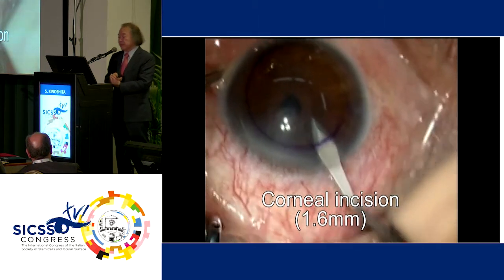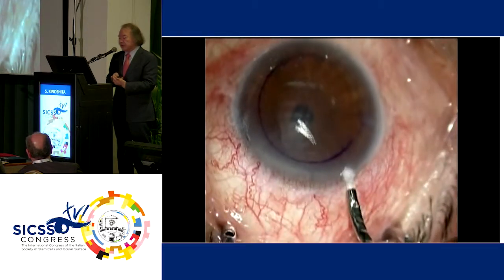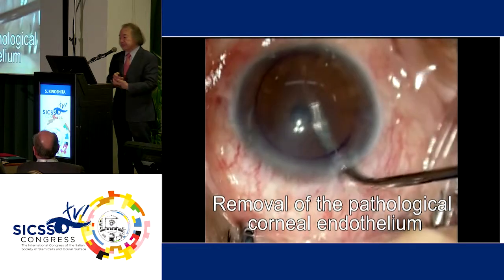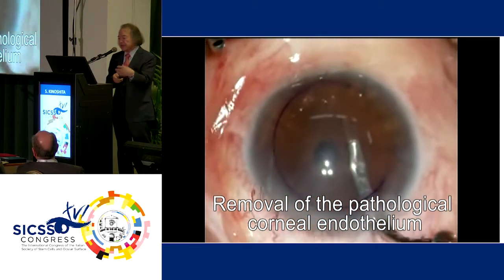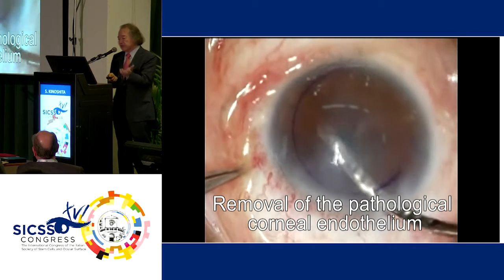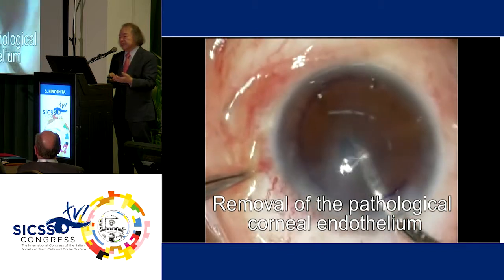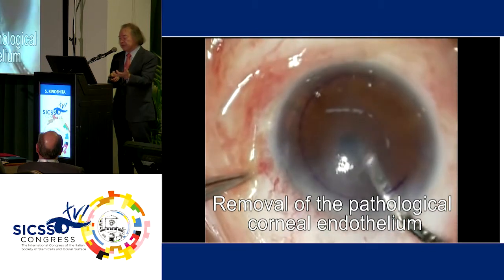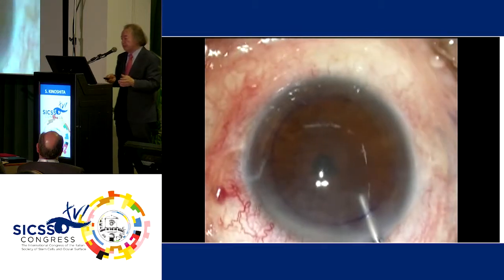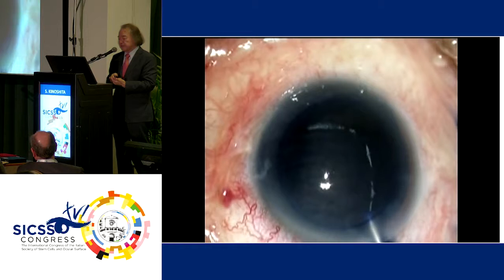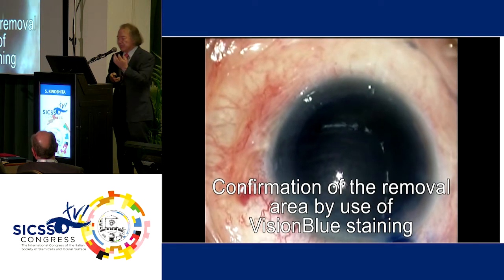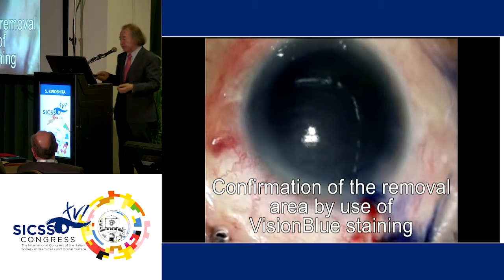This is an example video: a 1.6 millimeter corneal incision, and the tip is silicone. At this point, as per protocol, we scratch off the ECM or damaged endothelial cells on the Descemet membrane, up to 8 millimeters in diameter, because we would like to compare the endothelial cell density afterwards. Then, using VisionBlue, we check what area was scratched off.